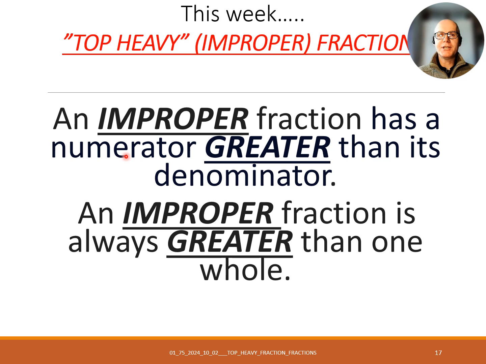An improper fraction has the numerator, the number on the top, greater than its denominator, the number on the bottom. An improper fraction is always greater than 1 whole.